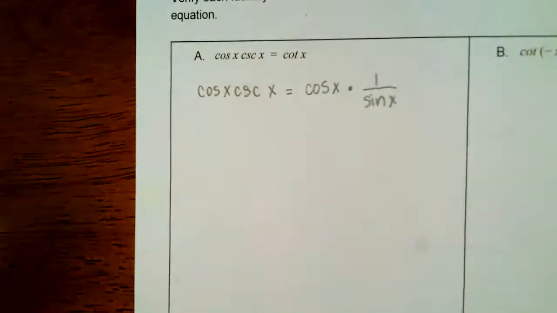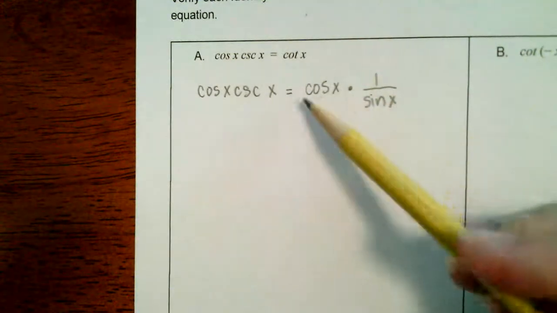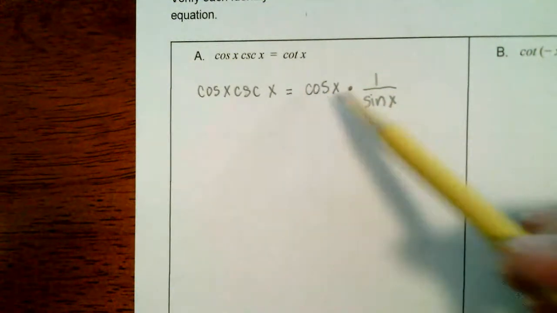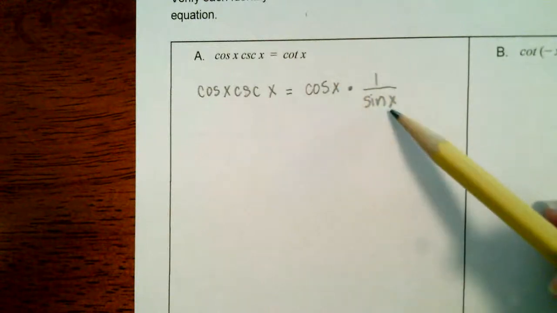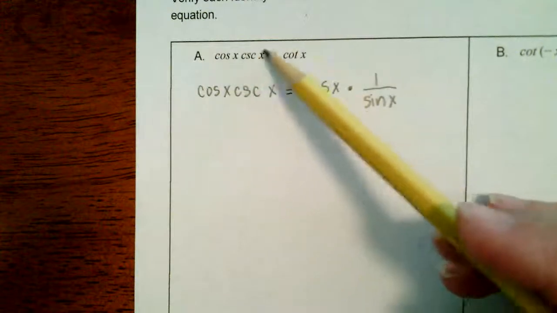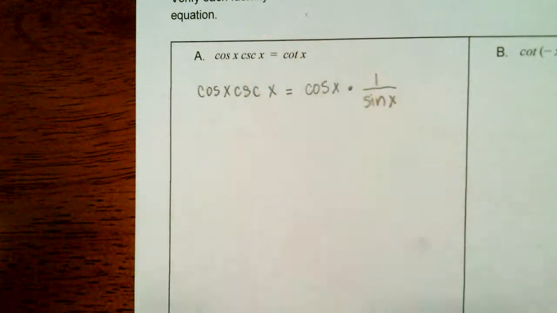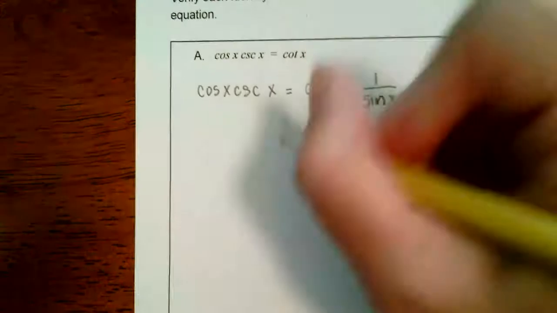A couple of things here. One of the most common mistakes that students make is that they forget their argument. They might write cosine times 1 over sine. The argument is really important because as these get more complicated, you might have different variables as your arguments, so the solution process could be really different. So it's really important that you have your argument in for both.